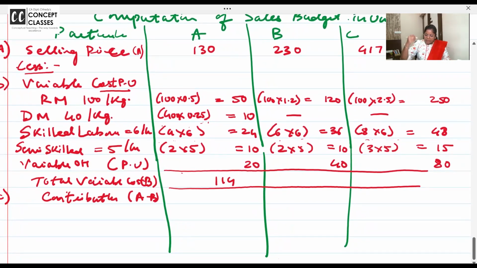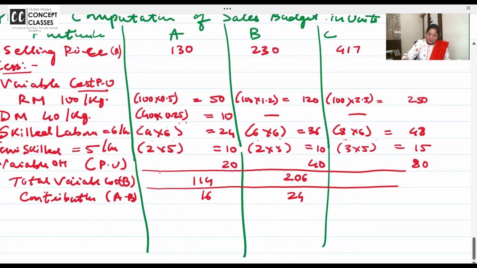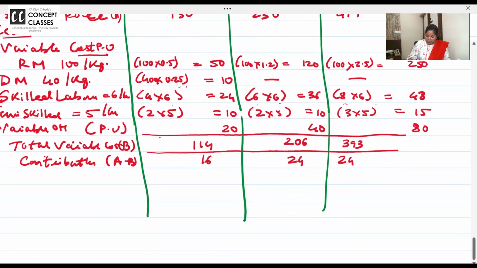Is everyone getting it? Selling price minus the variable cost is contribution. Now 120 plus 36 plus 10. Do the calculation a bit faster, and do it along with me. 206 and 230. That's 24. Here it is 16. Third, 250 plus 48 plus 15 plus 80. 393 minus 417. 24.